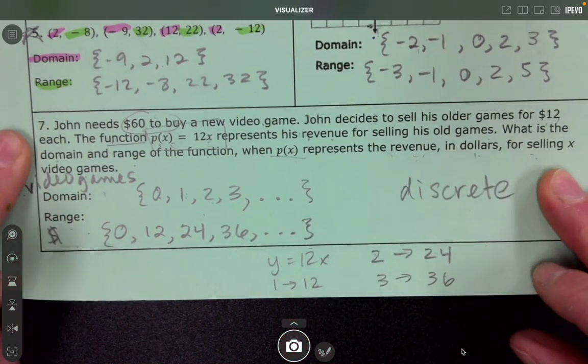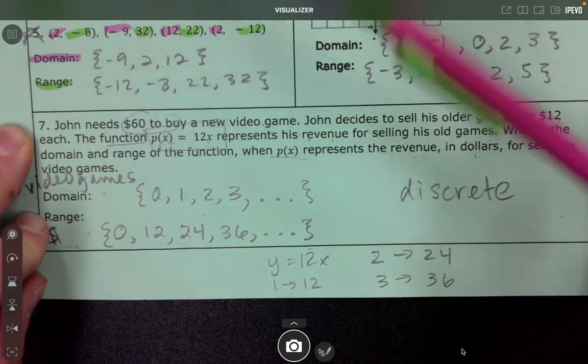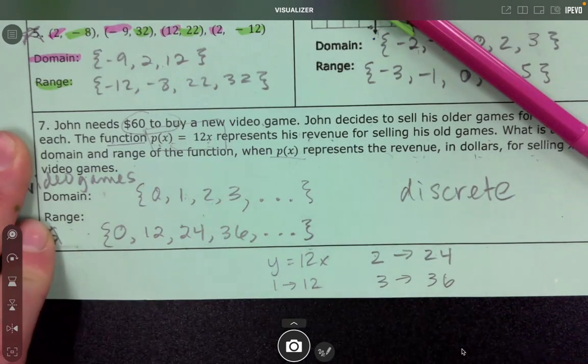So these are our notes for domain and range for section 5.1. Make sure you ask questions in class if you have them.